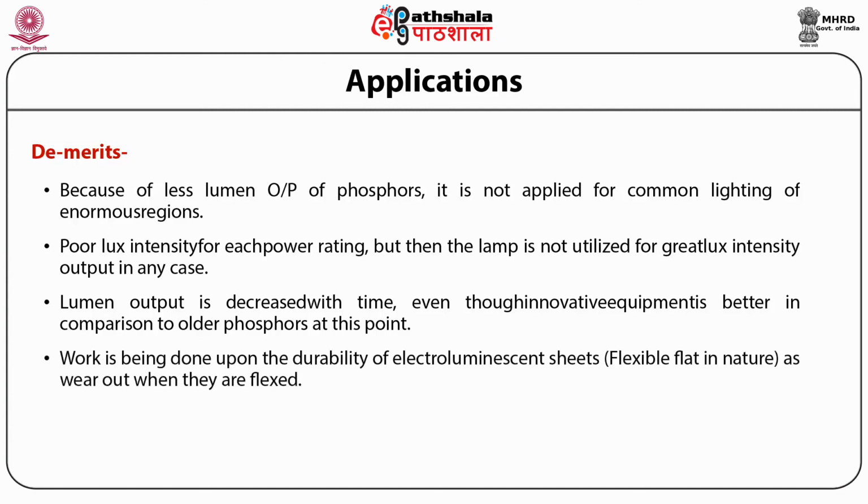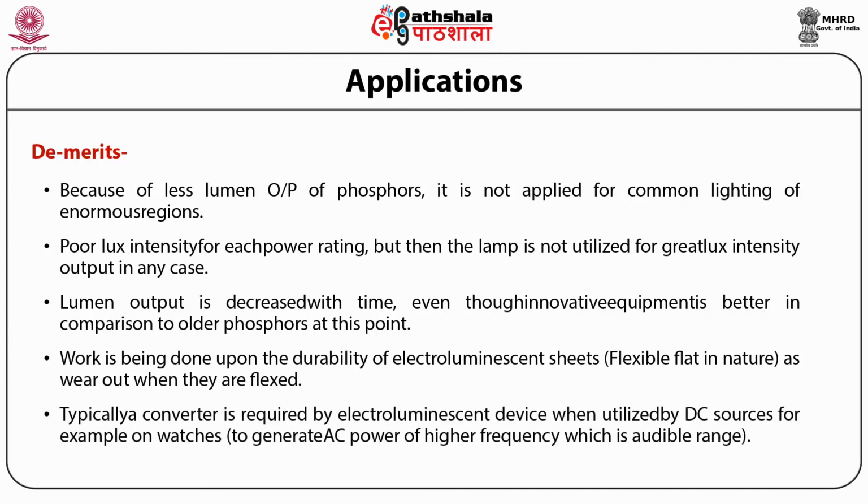Also, work is being done on the durability of electroluminescent sheets, which are flexibly flat in nature, as they wear out when they are flexed. Around 60 to 600 volts of electricity is used by the lamps. Typically, a converter is required by an electroluminescent device when utilized with DC sources, for example, on watches, to generate AC power of higher frequency, which is in the audible range.